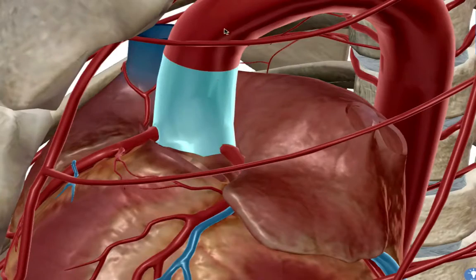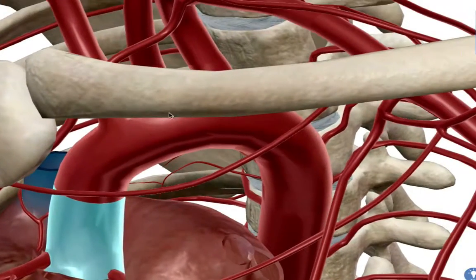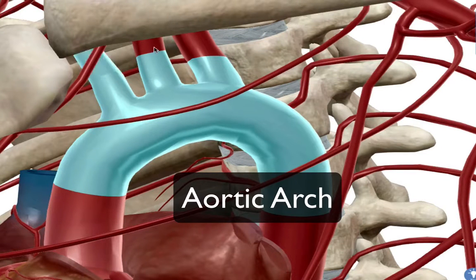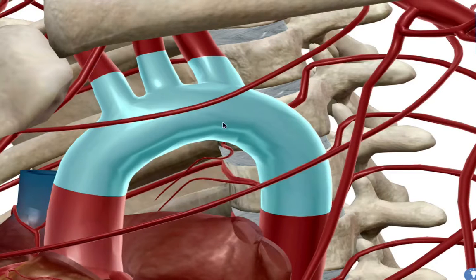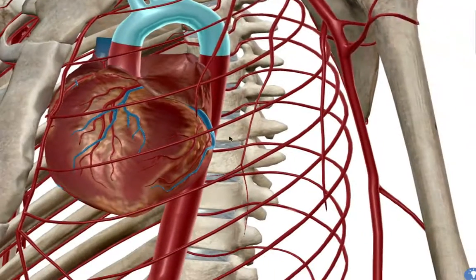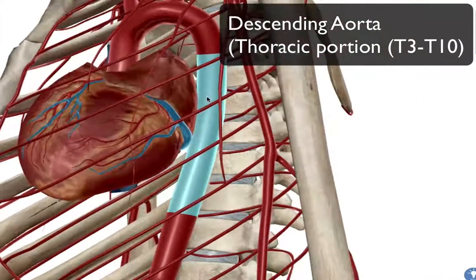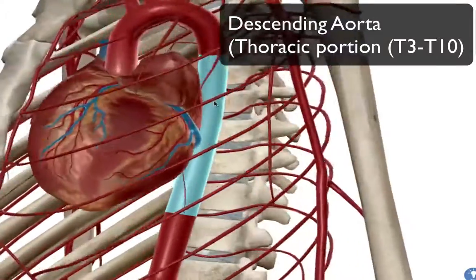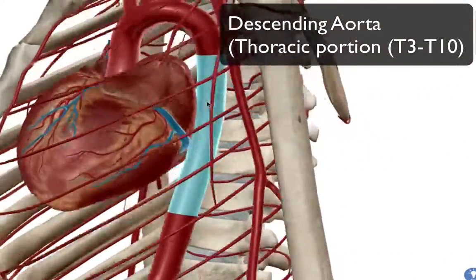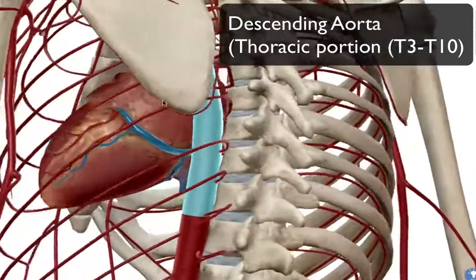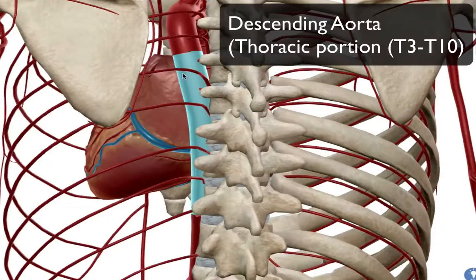And then just after the base of the artery, we have the aortic arch. You'll notice three branches here. These three branches we'll talk about in the third video. So following the aortic arch, we have the descending aorta. This is the thoracic portion of this aorta, and it lies just posterior to the heart itself, in between the heart and the spine.